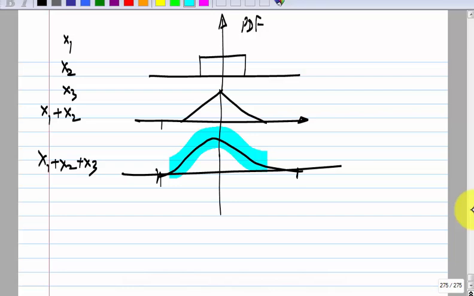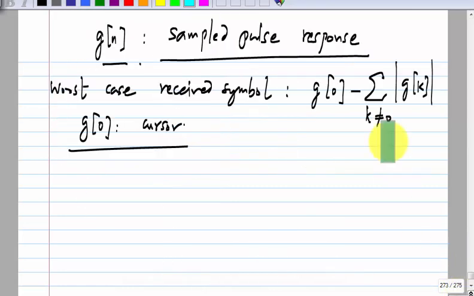Now, it is possible that this sum of absolute numbers can be more than g of 0, that is entirely possible. There is nothing fundamentally wrong with that case. If you have a lot of ISI, that is what will happen. So then what happens to the bit error rate? It just goes to pieces, you just cannot distinguish the symbols at all. So then we will have to do something.